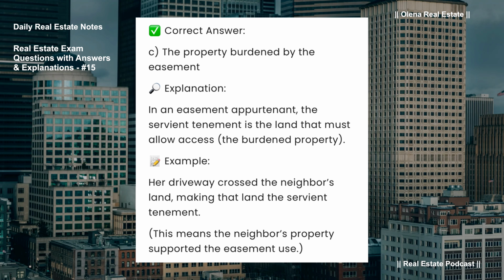In an easement appurtenant, the servient tenement is the land that must allow access, the burdened property. For example, her driveway crossed the neighbor's land, making that land the servient tenement. This means the neighbor's property supported the easement use.